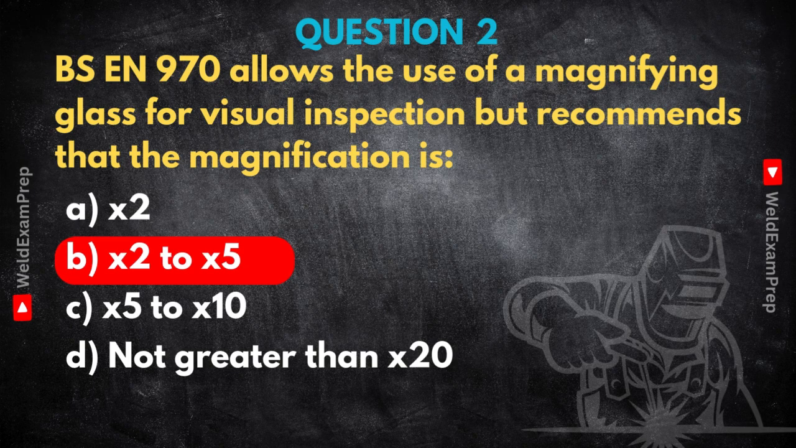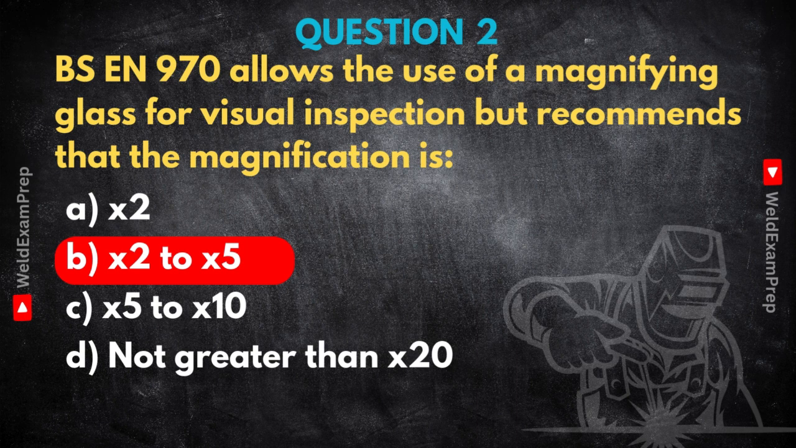Definitely. And too low, like just x2 maybe, you might miss very subtle things. So x2 to x5 hits that sweet spot. Effective, efficient, and actually usable for long periods. Magnification tunnel vision. I like that. It really paints a picture. So these standards are quite practical, thinking about how the job actually gets done effectively. Exactly. They have to be.